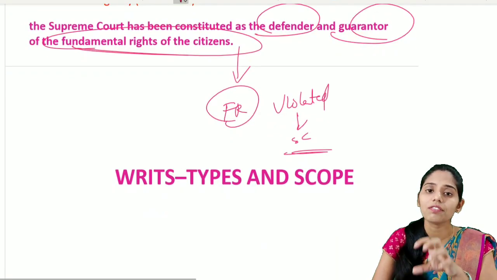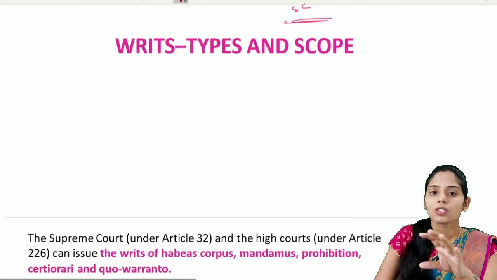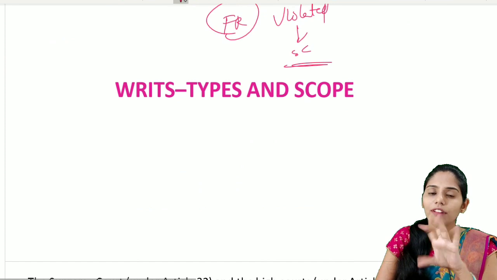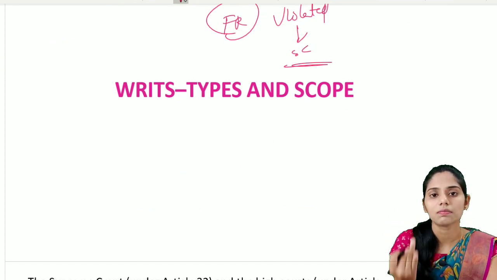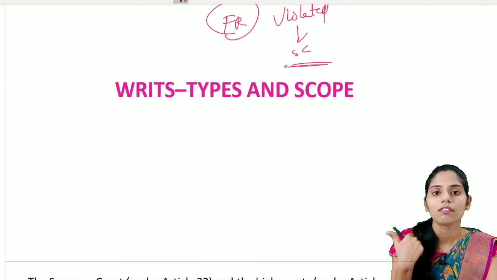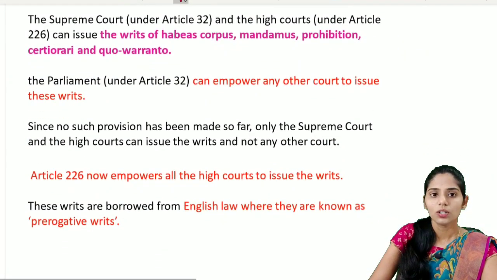These writs are very important from the prelims point of view. So please focus here. In these writs we are going to discuss 5 important types. First one is habeas corpus, second one is mandamus, third one is prohibition, fourth one is certiorari, fifth one is quo warranto. Okay, so let us see here.